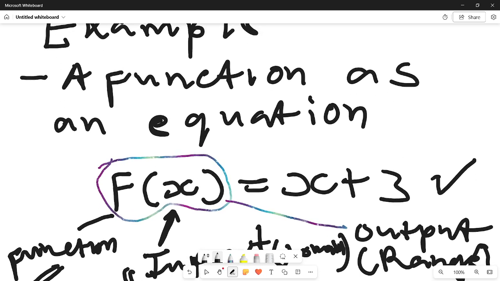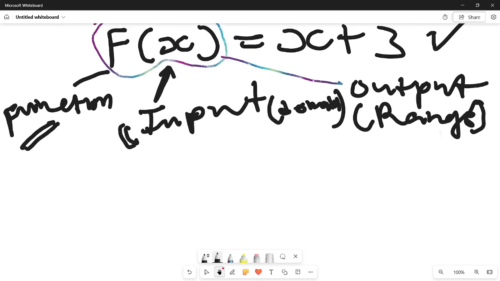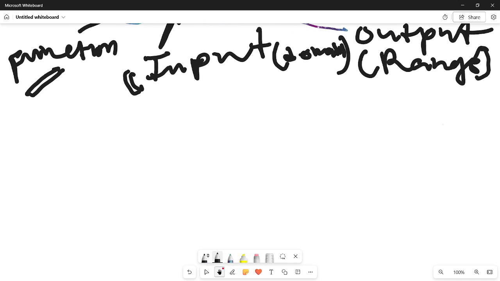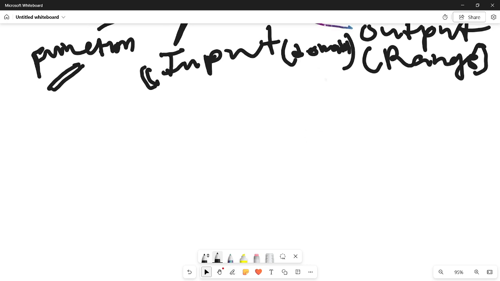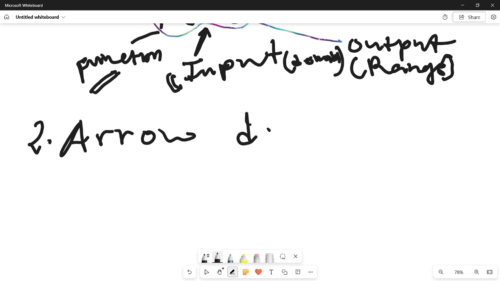So this is number 1, where we have represented a function as an equation. In another scenario, we can use arrow diagrams to represent a function.